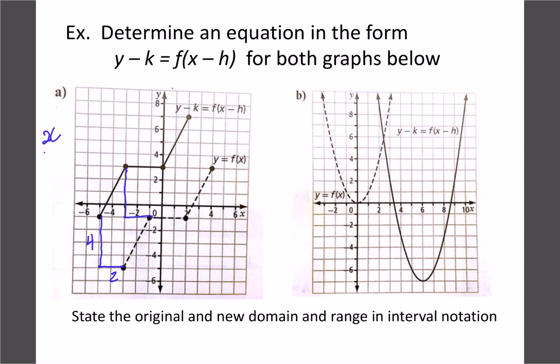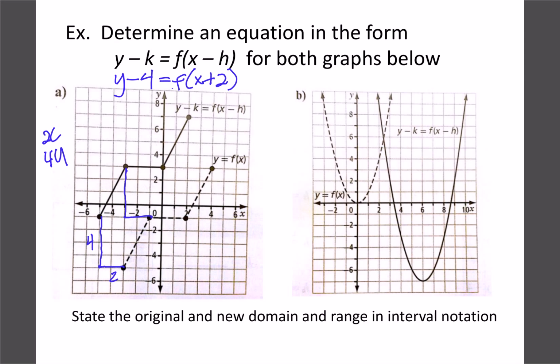Okay, so we had 2 left, 4 up. So the 2 left would be x plus 2 going to the left. The 4 up, we'd have a plus 4 on this side, but you can see I want it written the other way around. So if we move that 4 over, it would be y minus 4. So that should be our equation for this transformation. y minus 4 equals f(x plus 2).